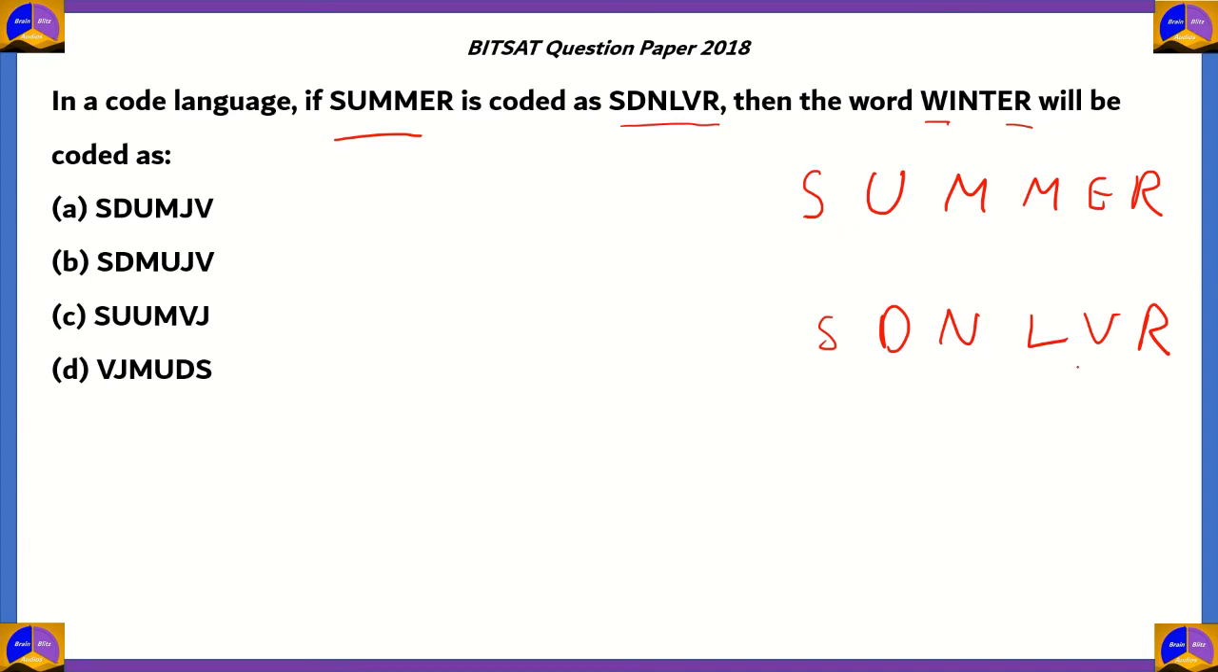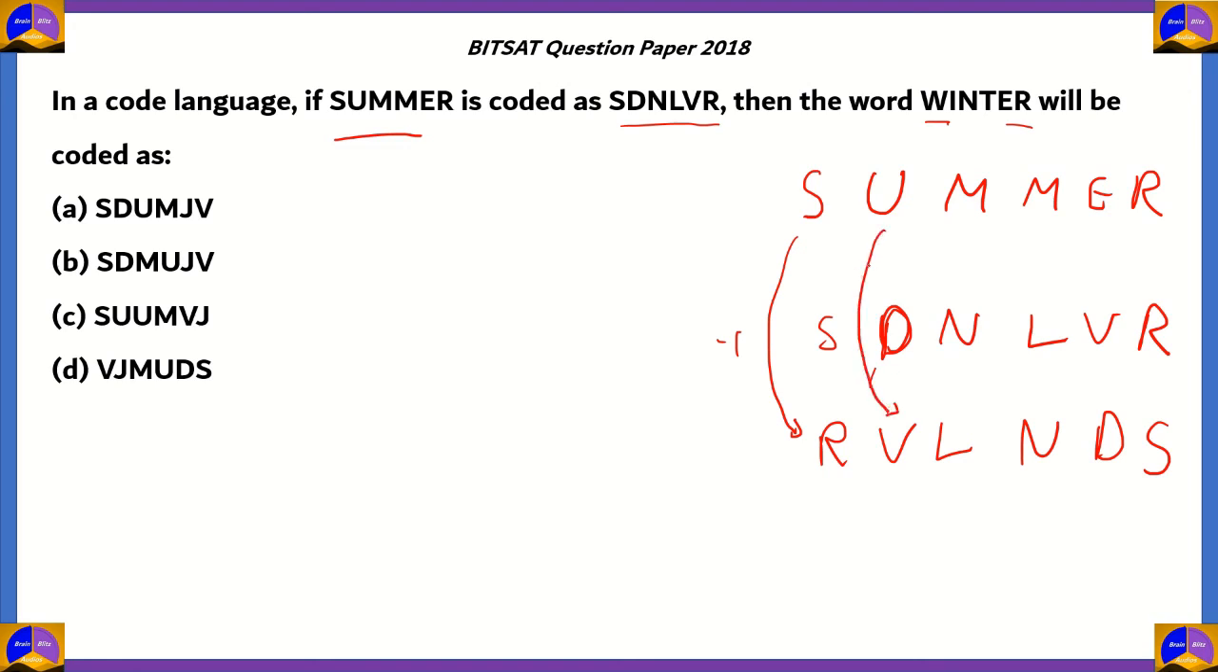So what we're going to do is we're going to invert the sequence. So when we invert the sequence, you get R, you get V, you get L, you get N, you get D, you get S. So you have -1 here, so the previous letter is taken as the first. Then for the second letter, the next letter is taken.